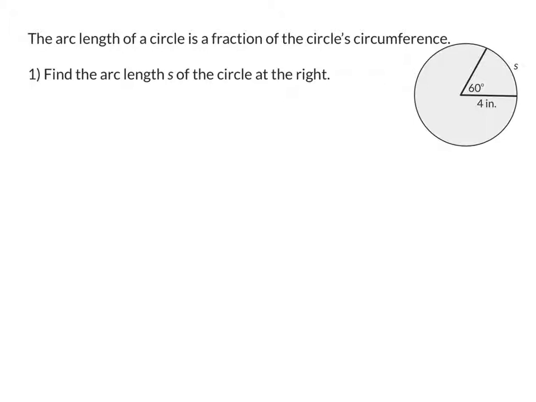If you notice that S is this arc, remember it's not a straight line because it's curved, and it's a portion of the entire way around the circle. So there's a couple different ways we can go about this. The first thing we need is the circle's circumference, no matter which way we go about this. And if you remember, the circumference formula is 2 pi r.